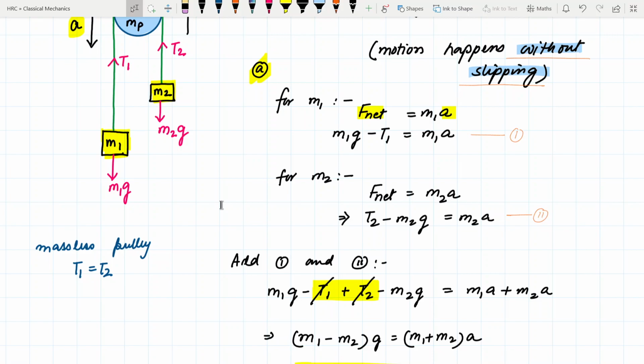Inertia is not equal to mass zero, because of gravity. The inertia of the pulley is not equal to 0. Yes. What is the second answer?